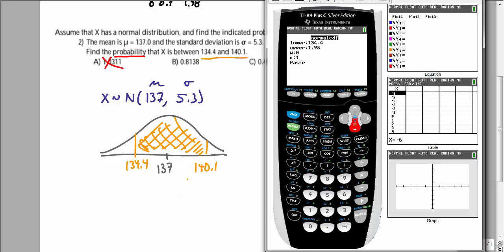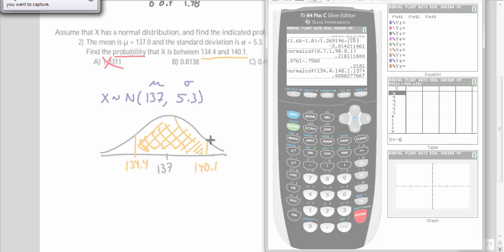Now the upper end of my shaded area is this 140.1. Now the method we're using right now, I don't standardize. I don't find the z-score. I just put in the mu and sigma of my distribution, which would be 137 for my mu. And my sigma then would be 5.3, and that's given. So we could just look this up directly, and we have our probability, 0.4088.